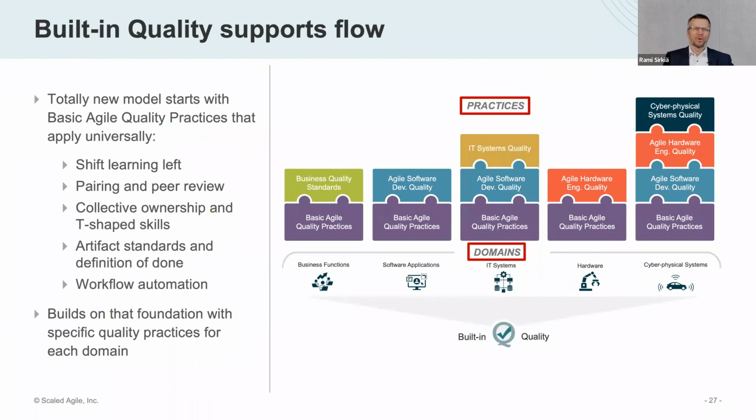The quality, of course, is important in order to improve the flow. If you don't know how long something takes, because you might have bad asset quality, or you need to do rework all the time, that is not the best. Again, we respect that quality might mean a slightly different topic in each different domain. So there are basic agile quality practices, like shift learning left, pairing, peer review, and so forth. That applies everywhere.